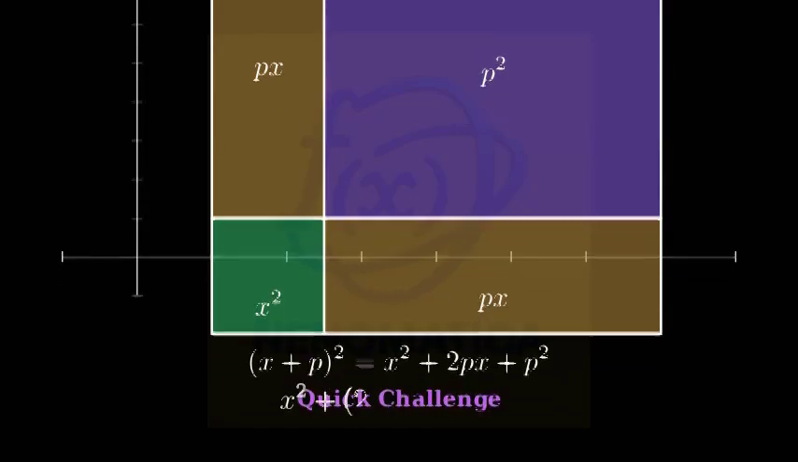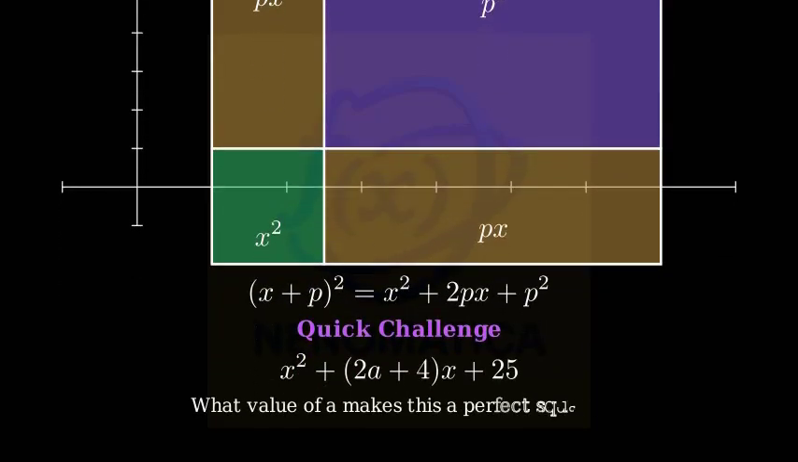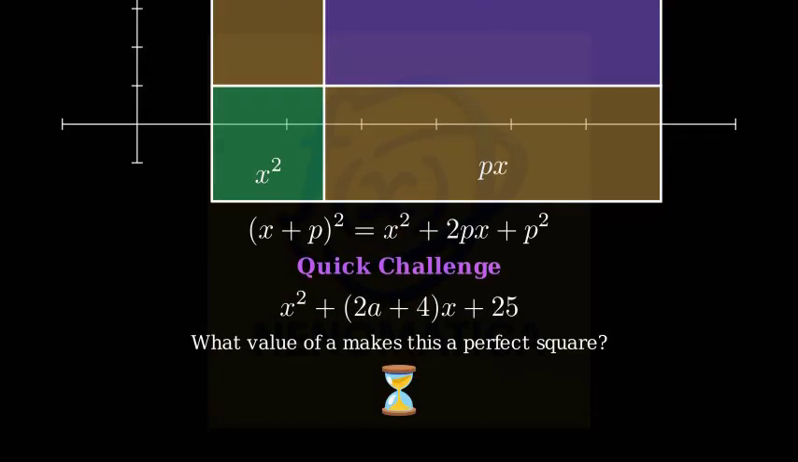Quick challenge for you. Can you find the value of a that makes the expression x squared plus (2a plus 4) times x plus 25 a perfect square trinomial? Pause the video and try to solve it yourself before we continue.